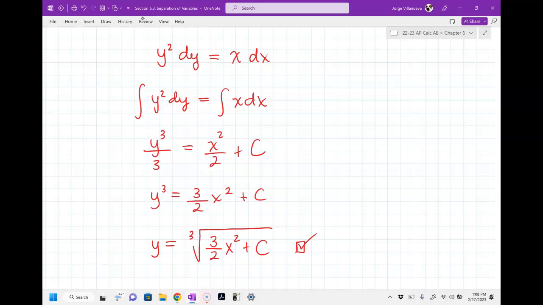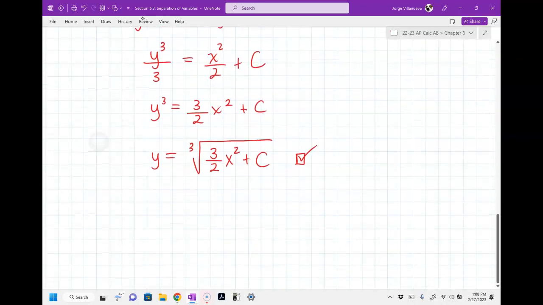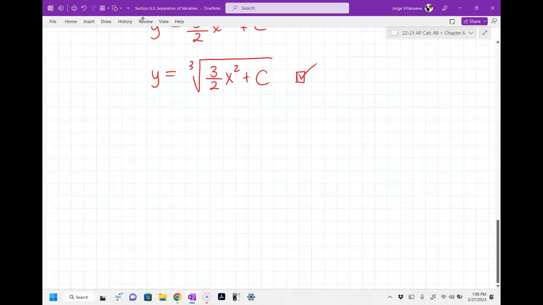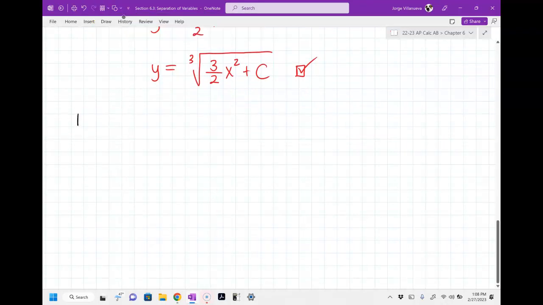Okay? So, all right, let's do some particular solutions. But is everybody good with this? Separating, integrating, okay? Separating and then integrating. So here we go. Next part. These are particular solutions.